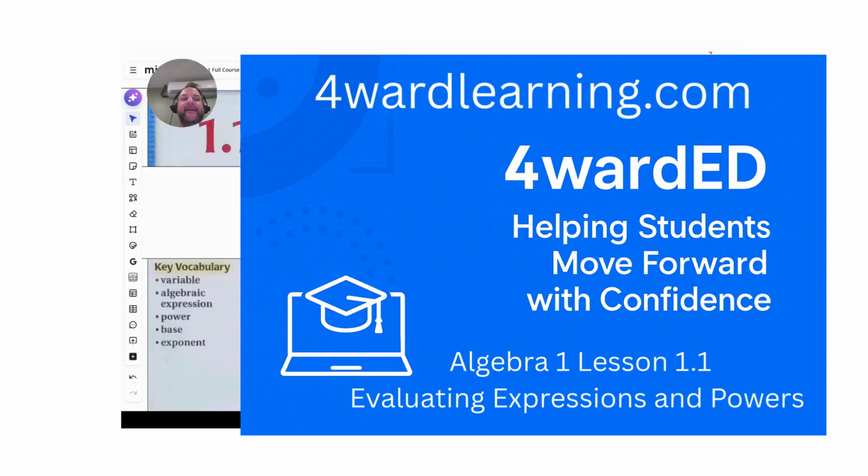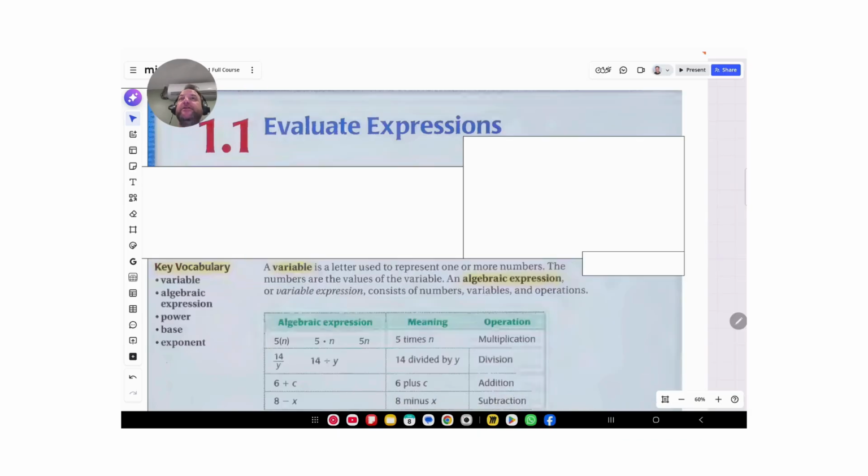Hey guys, welcome back. We are jumping straight into our first chapter here, evaluating expressions here in Algebra 1. So before we begin, I'd like for us to perform a few warm-up problems before jumping straight into our expressions.